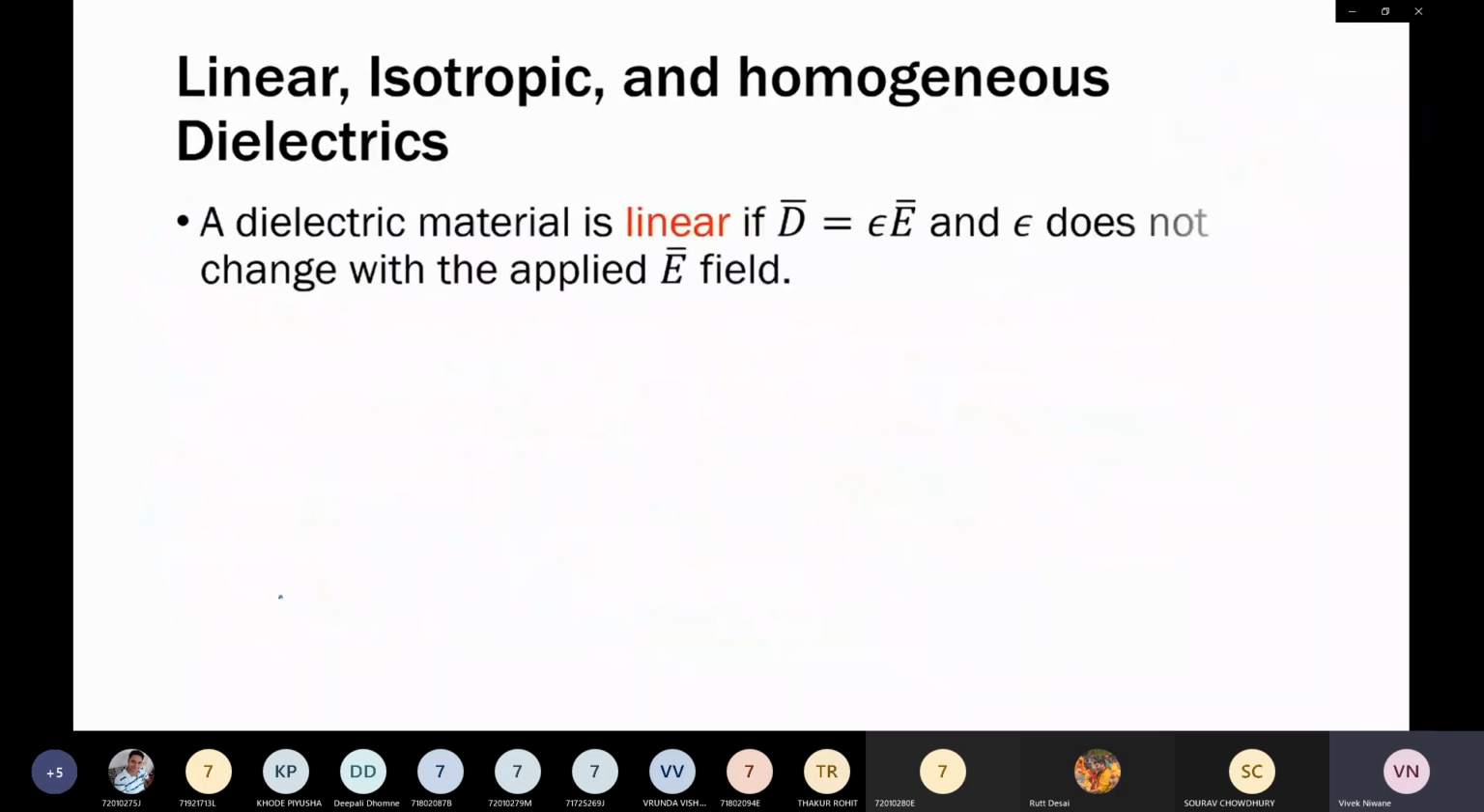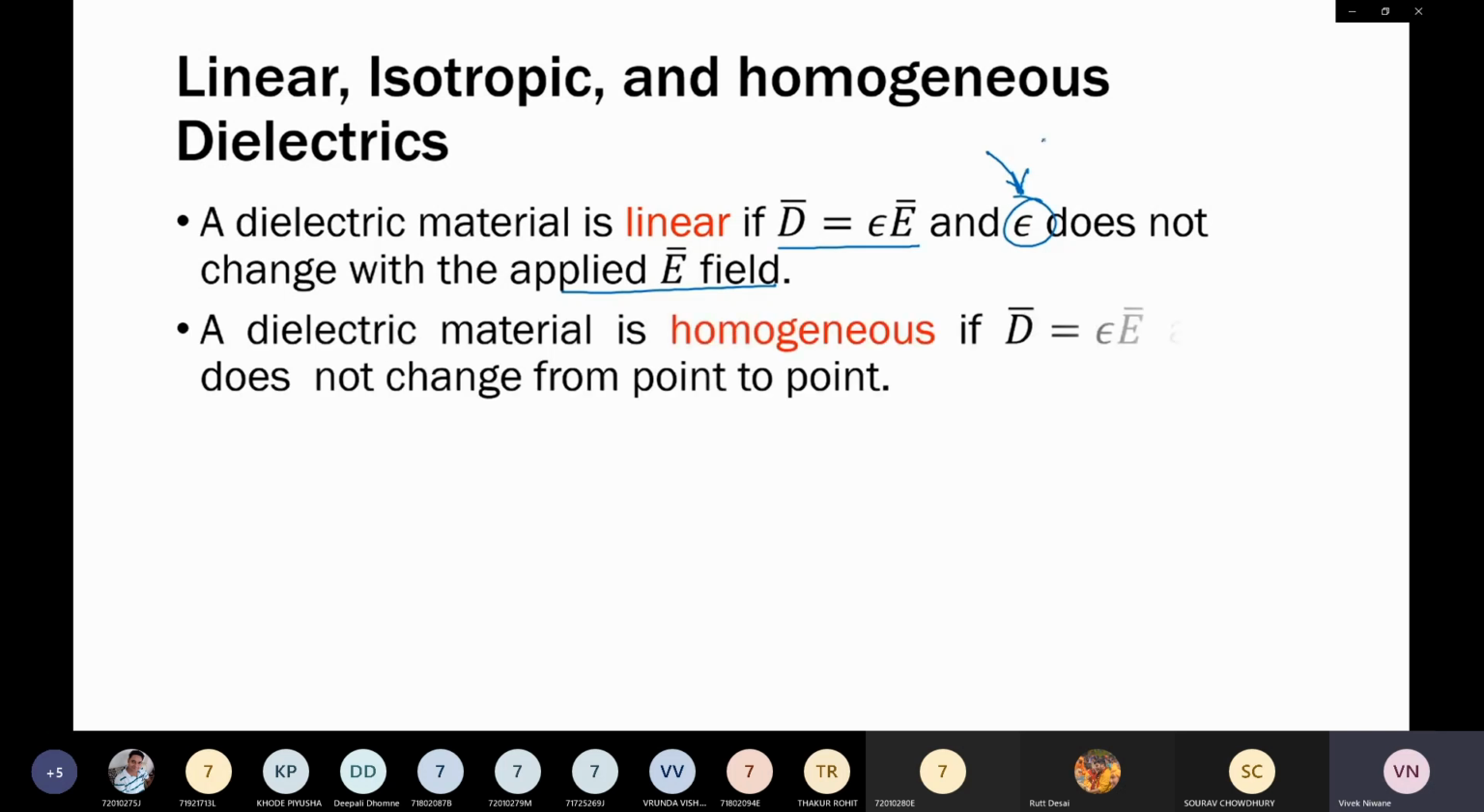Then moving on to the next, a dielectric material is linear if D bar is equal to epsilon E bar and permittivity does not change with the applied electric field. Definitely, permittivity is a material property and not a property of the externally applied electric field. But yes, under the influence of a sufficiently high electric field intensity, your permittivity may change. If that is not happening, then it is called linear.